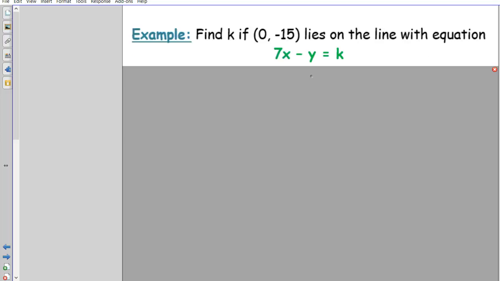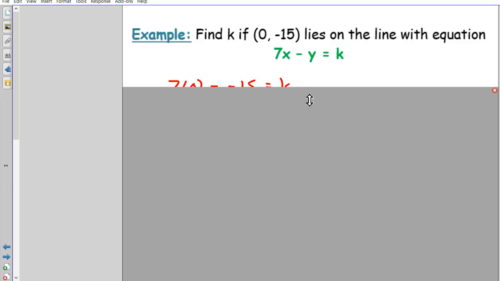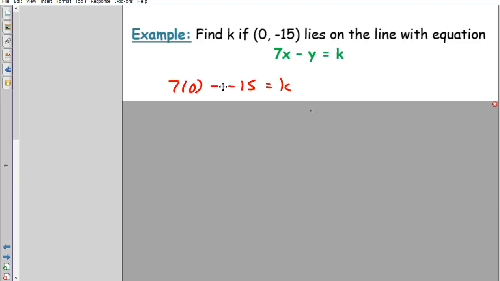Here we go, we've got one more page. Find K, similar to the last one. Find K if (0, 15) does lie on the line with the equation. That's very important, the point does have to lie on the line, which is the case here. So let's substitute in x equals 0, y equals 15. 7 times 0, subtract -15. That's where some people could go wrong. They might say subtract 15, but it's subtract -15 equals k.